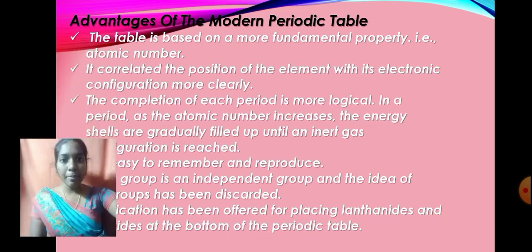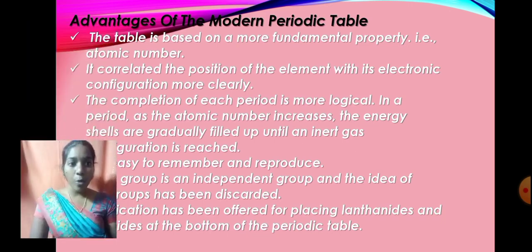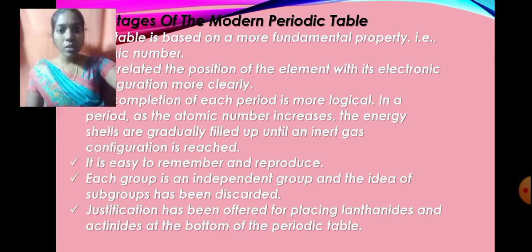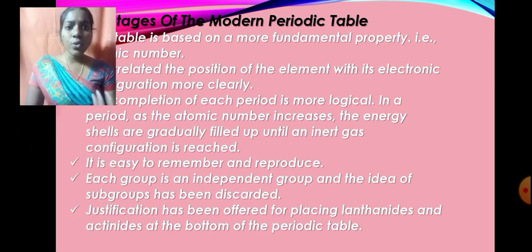Advantages of the modern periodic table. The table is based on a more fundamental property, for example, atomic number. It correlated the position of the element with its electronic configuration more clearly. The completion of each period is more logical. In a period, as the atomic number increases, the energy shells are gradually filled up until an inert gas configuration is reached. It is easy to remember and reproduce. Each group is an independent group and the idea of subgroups has been discarded. Justification has been offered for placing lanthanides and actinides at the bottom of the periodic table.